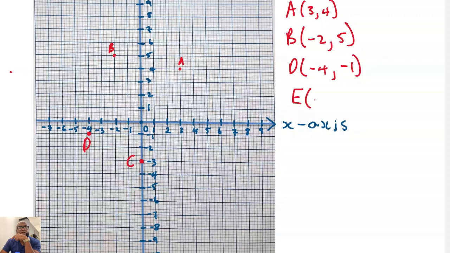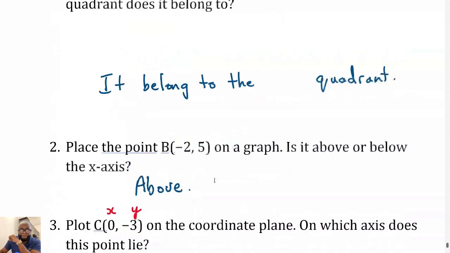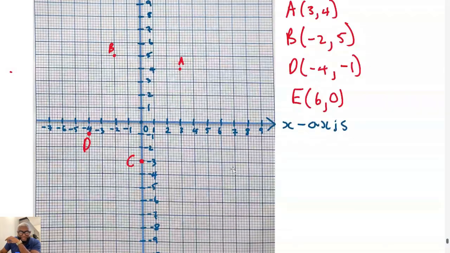What's E? 6 on the x-axis and? You sure? All right, let's reconfirm that. 6 and 0, right? Good. So where is the coordinate going to be? 6 on the x-axis and 0 on the y.